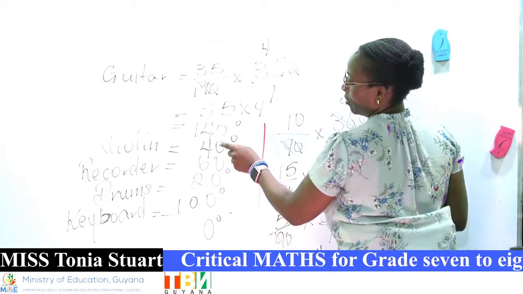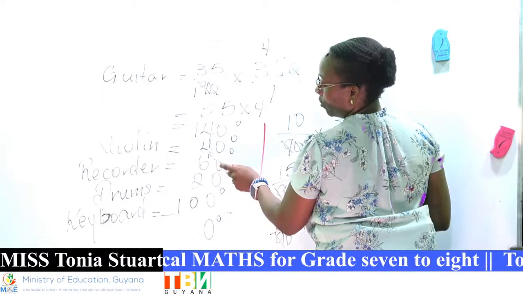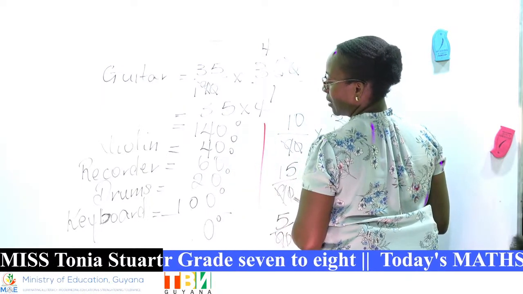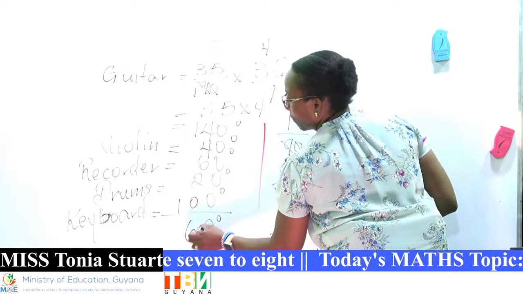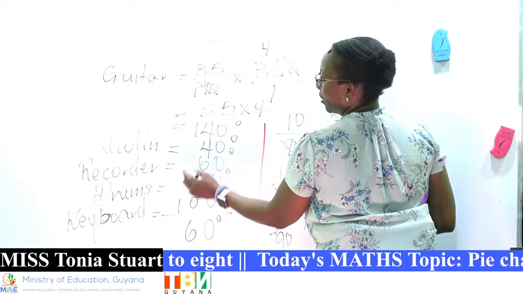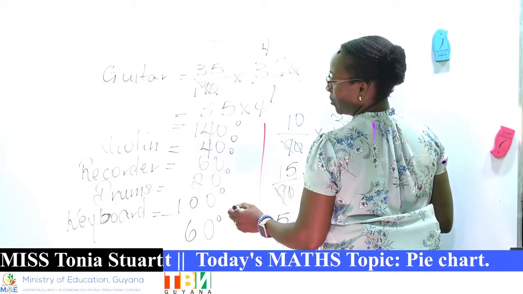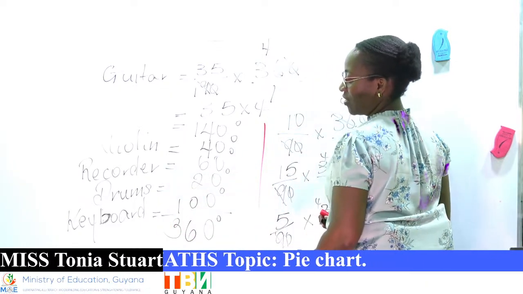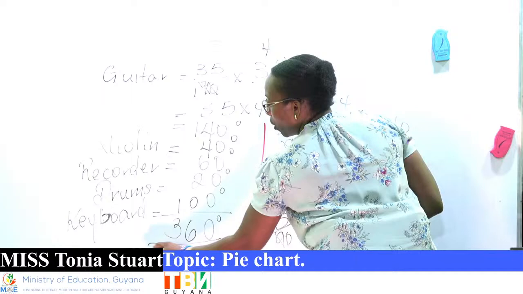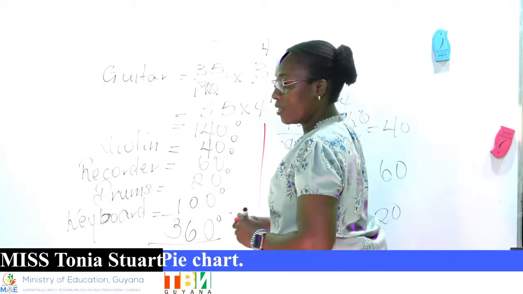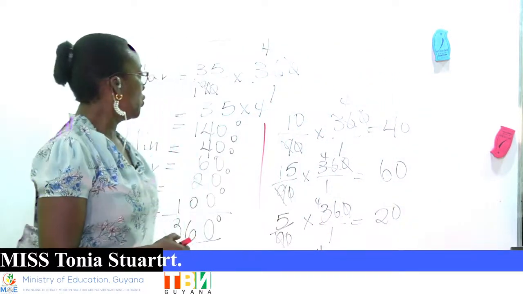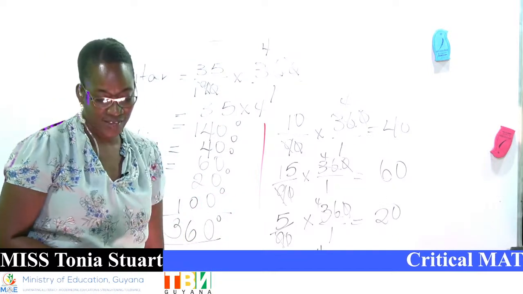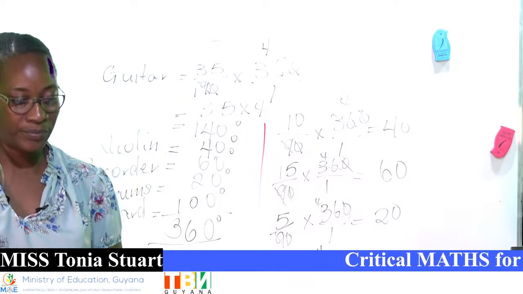So we have 4 and 4, 8, and 2, 10, and 6, 16, 3, 1 and 1, 2, and 1, 3. So do we have our 360? Yes. Good. So now we know that it is good to go for us to use the degrees to construct our circle, our sectors. So let's go quickly.